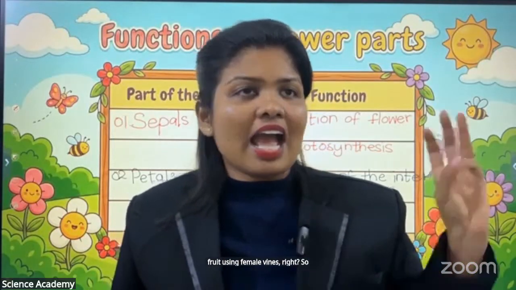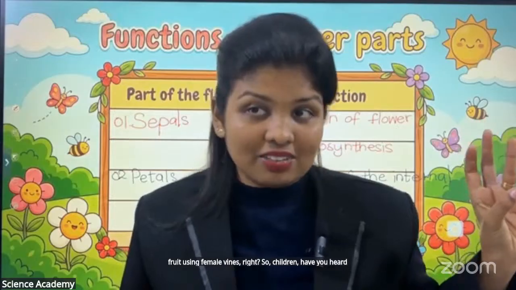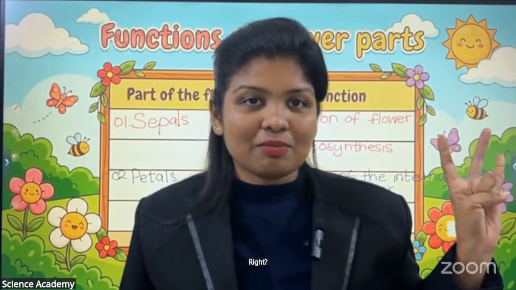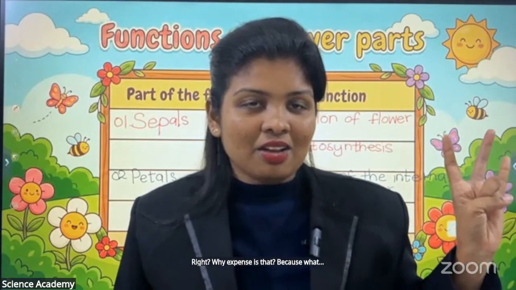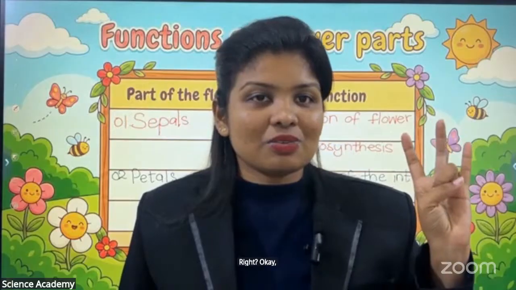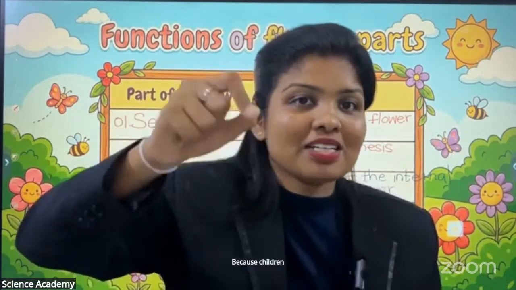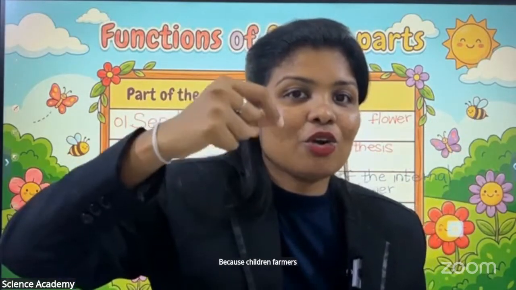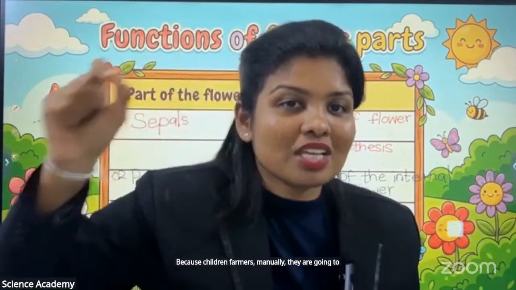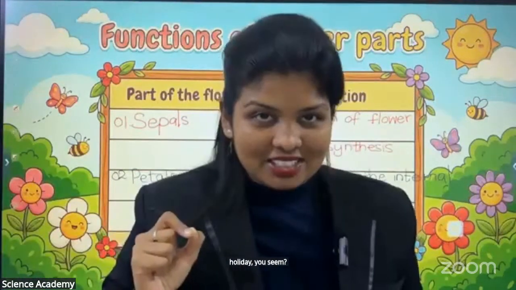So children, have you heard about Thumbakaravila, bitter gourd? Why is it very expensive? Because farmers manually pollinate using male flowers.